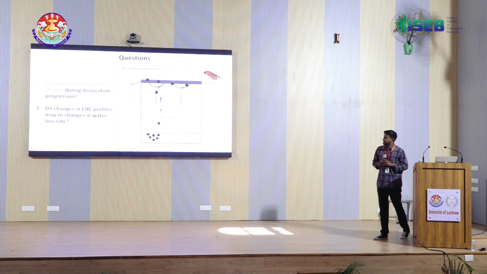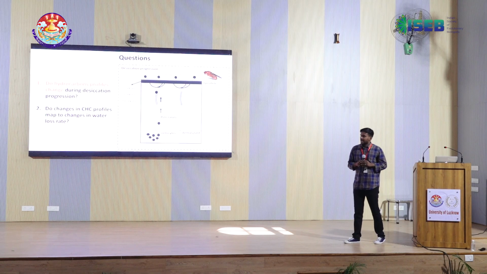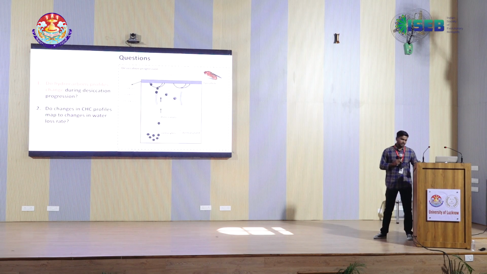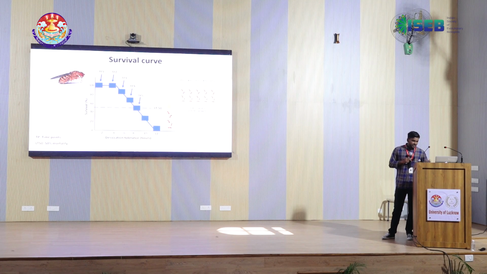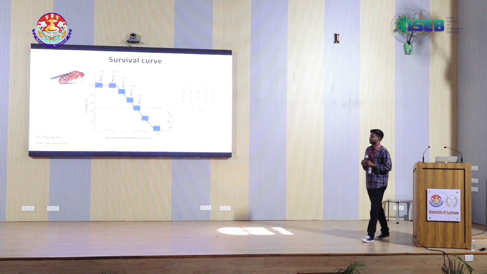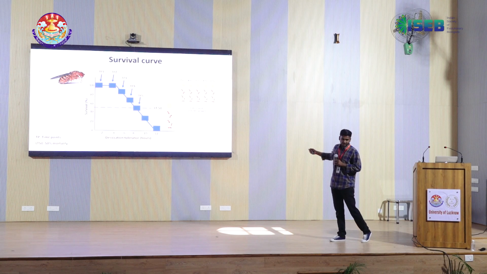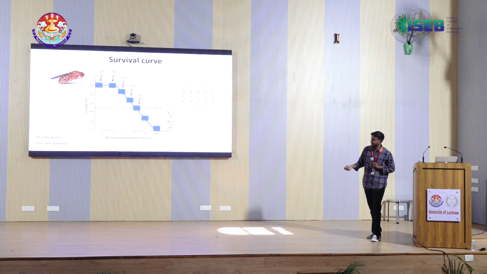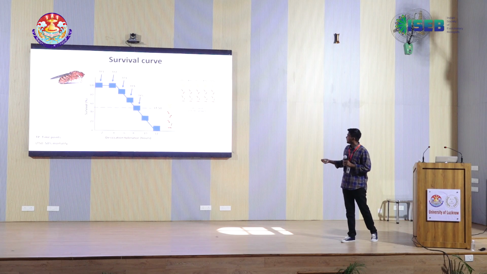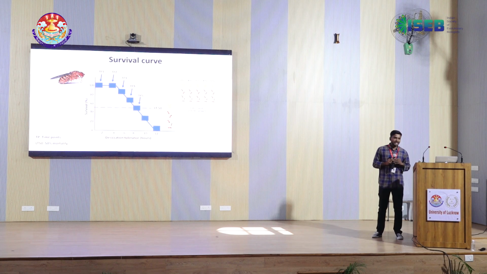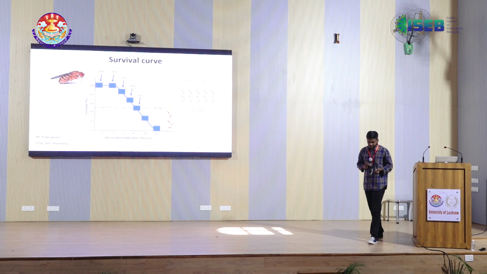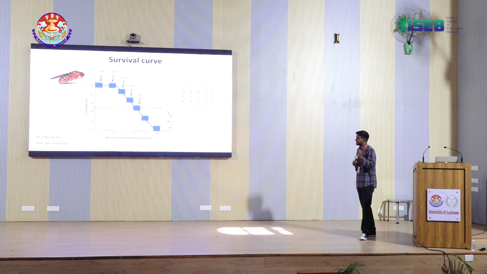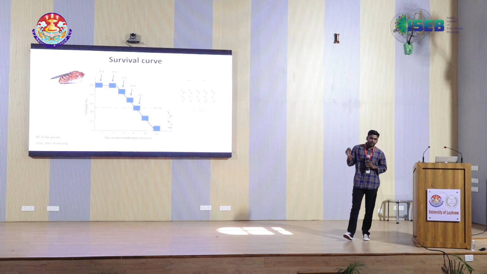Do hydrocarbon profiles change during drought progression? And do the changes in the CHC profile map to the rate of water loss? To ask this question, I did a desiccation assay with different desiccation regimes, and I exposed the flies to different regimes of 2, 4, 6, 8, and 10 hours. You see a flat line. When you expose flies to desiccation, in the initial period they will not die. The period when they start dying is the 8th or 10th hour window.